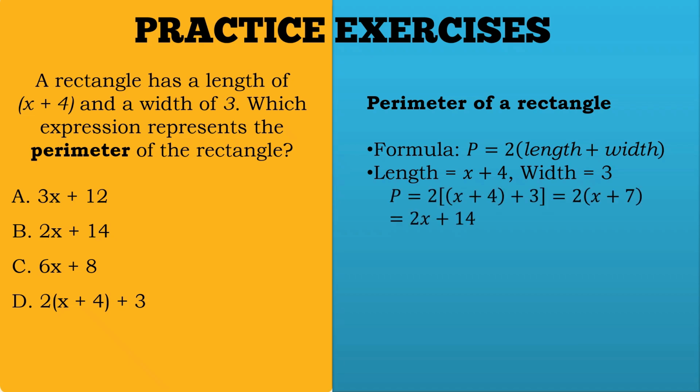So, P is equal to 2 times the quantity of x plus 4 plus 3. By combining like terms, we have 2 times the quantity of x plus 7. Then, by using the distributive property, we have 2x plus 14. So, our final answer is letter B.